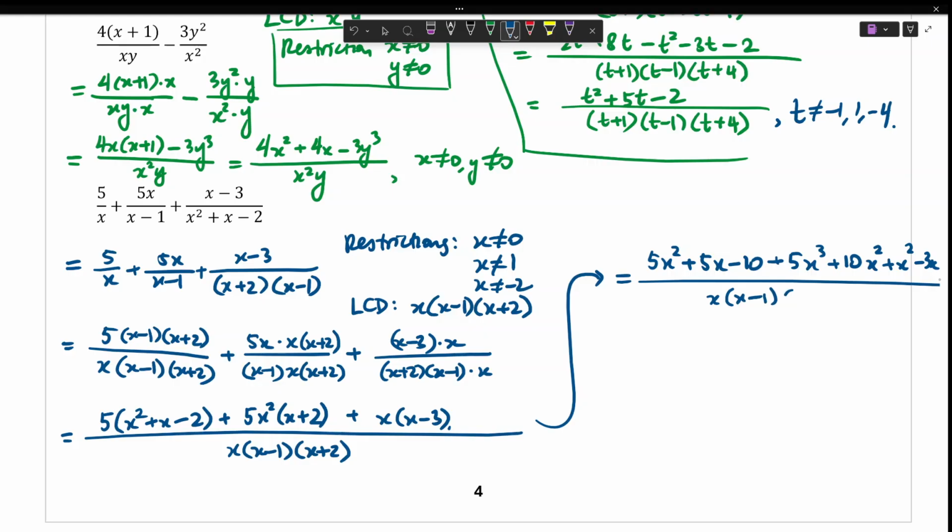Denominator is still the same. Collecting like terms. Okay, we have 5x cubed. We have 15x squared. No, that's false. We have 16x squared. We have 2x, and we have minus 10.